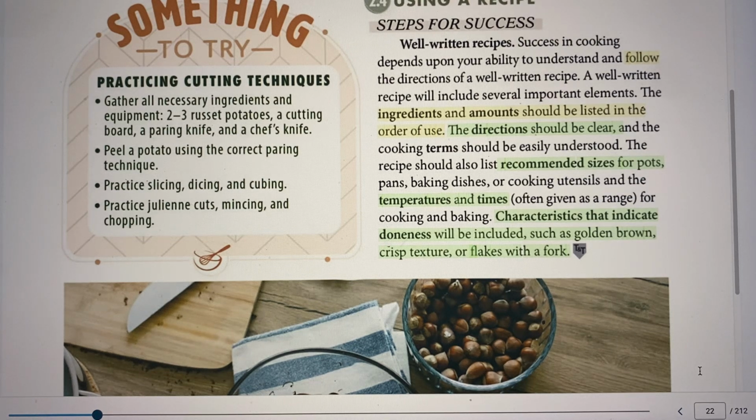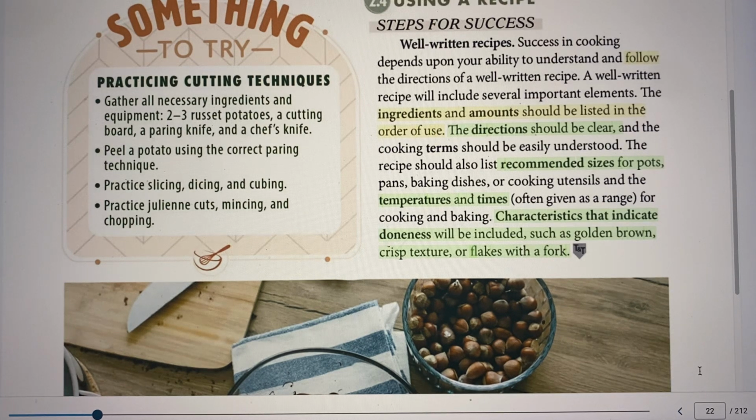First of all, it's important that a recipe be well written. That means it has the ingredients and the amounts in order, so you know, okay, this is the ingredients. We're going to use this ingredient first and this next ingredient next. And the directions need to be very clear and not confusing. It should also have a recommendation for the sizes, even for the pots or the pans or utensils. What kind of utensils do we need to use for this recipe?